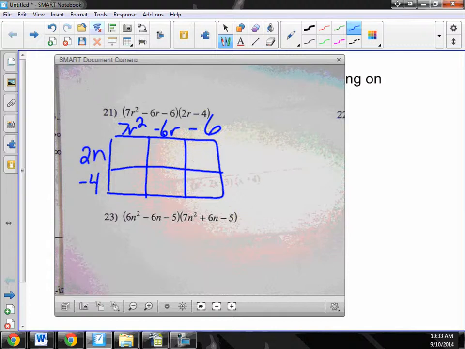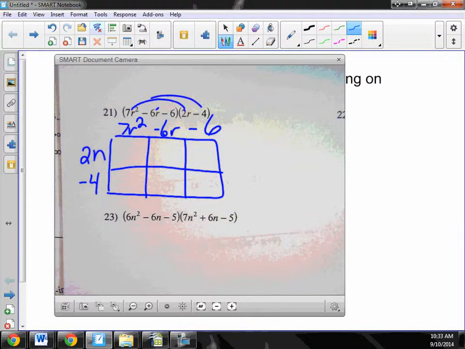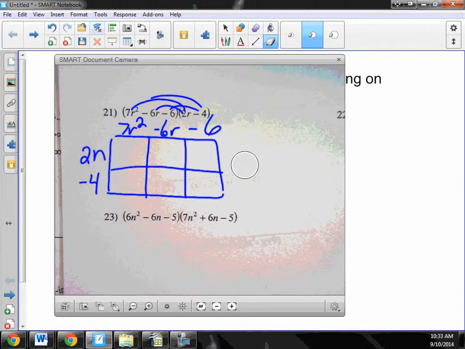Is it easy to miss a term when you do it this way? Have you ever skipped over one? Yeah? Is it easy to miss a term with the box? No, why not? There's a spot for every one, and the only way you're going to miss one is if you leave a box blank. So that's another reason why this is so useful. So what's the first box going to be?